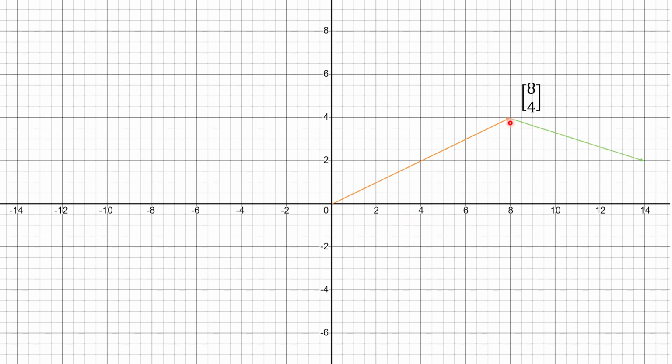And now we'll connect the tail of the orange vector and the tip of the green vector. So it will give us the new resultant vector, and we can find the coordinates of that resultant vector by adding the coordinates of the two individual vectors, somewhat like this: 8, 4 plus 6, minus 2. If we add, we'll get the x coordinate and then the y coordinate.